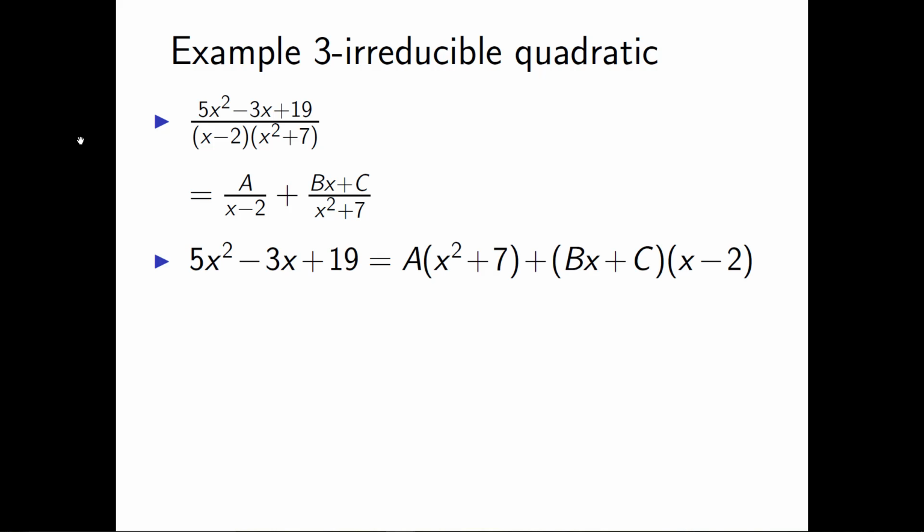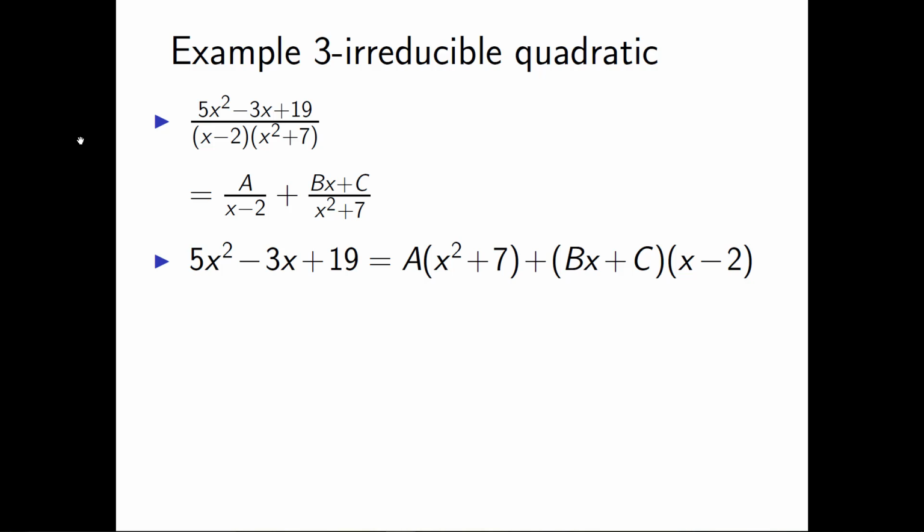So I've skipped the intermediate step here, but I've just cross-multiplied and then cancelled out the denominator. And so we get 5x squared − 3x + 19 is going to be equal to A multiplied by (x squared + 7), and then we get (Bx + C) multiplied by (x − 2). And again, there's a couple of ways of solving for this. It's a little harder using our values of x, but I think we can still do it.